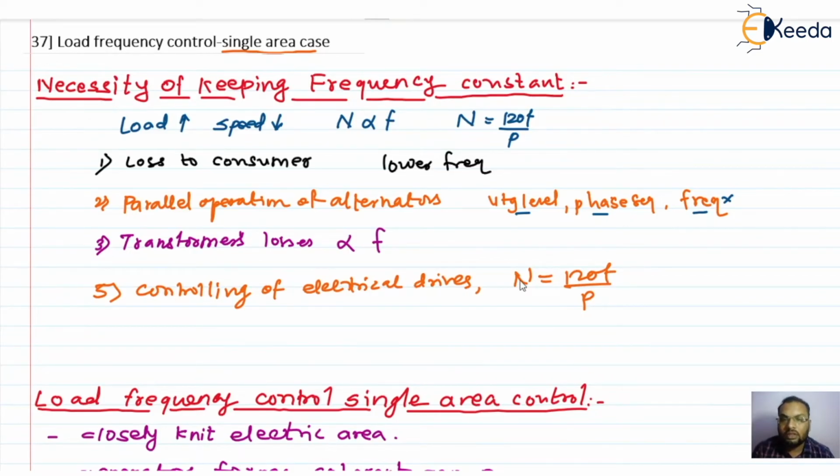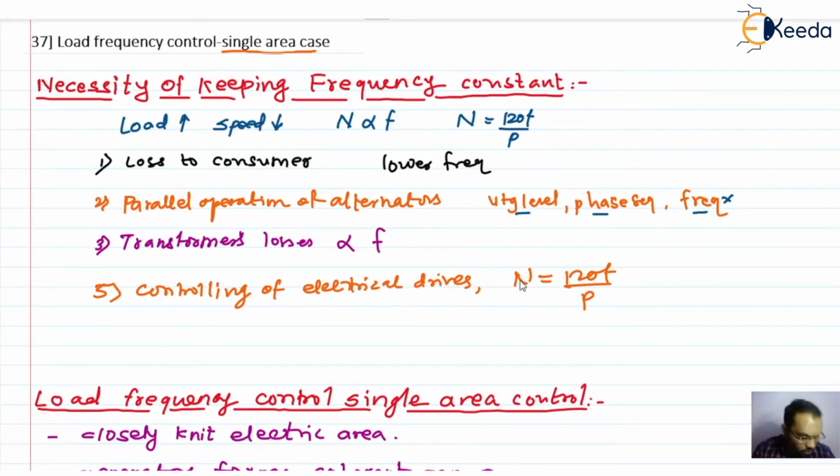Just consider the case where the frequency is changing continuously and you are using some electrical drives to do some work. You can imagine if the frequency is changing, your speed will change and you don't have control over that. Will you prefer that type of electrical drive in your system? No. So what is the best option? You should have the frequency constant. So these are some points which give us the necessity of keeping frequency constant.